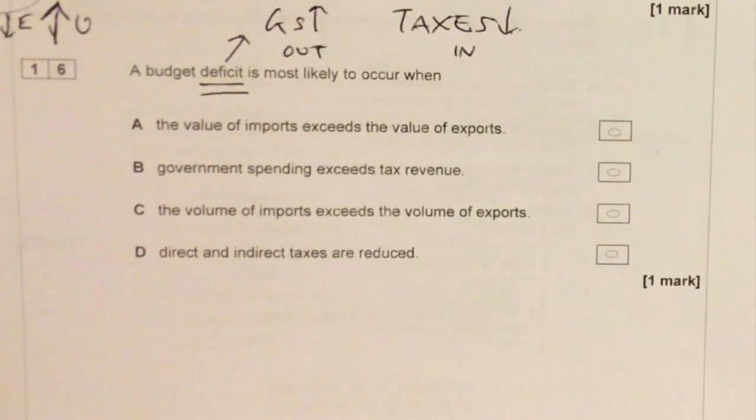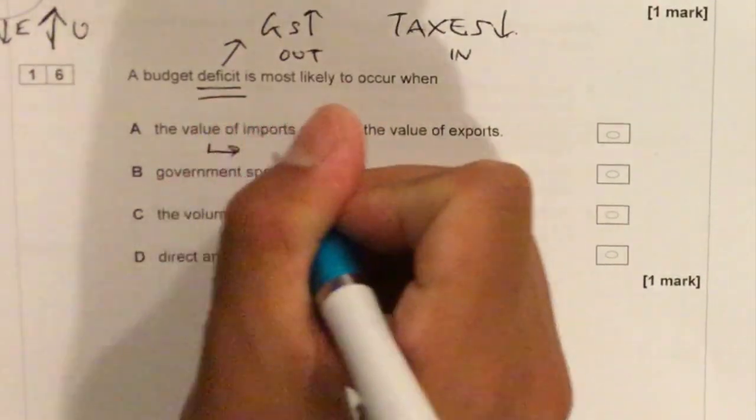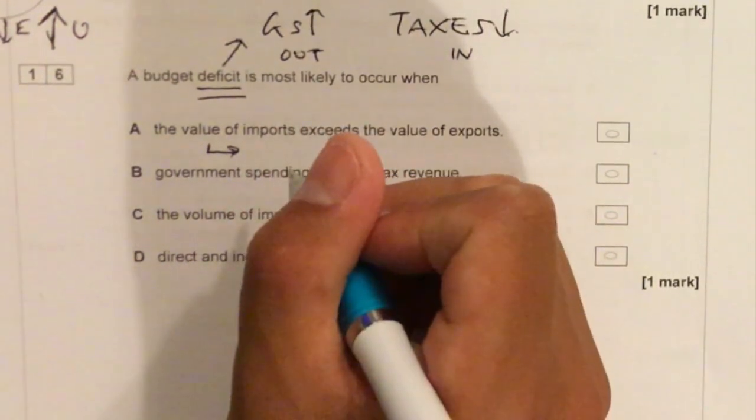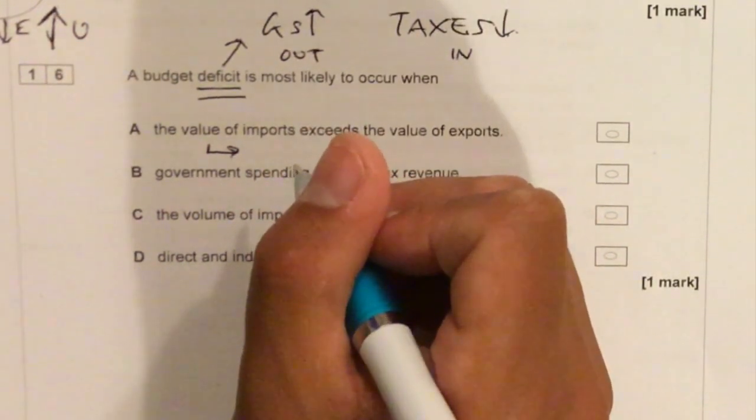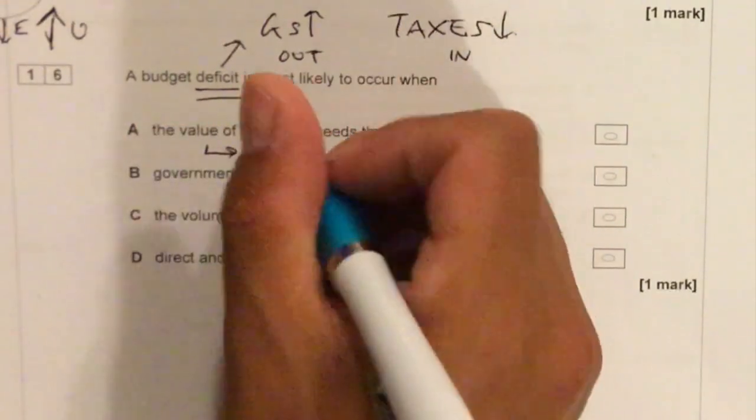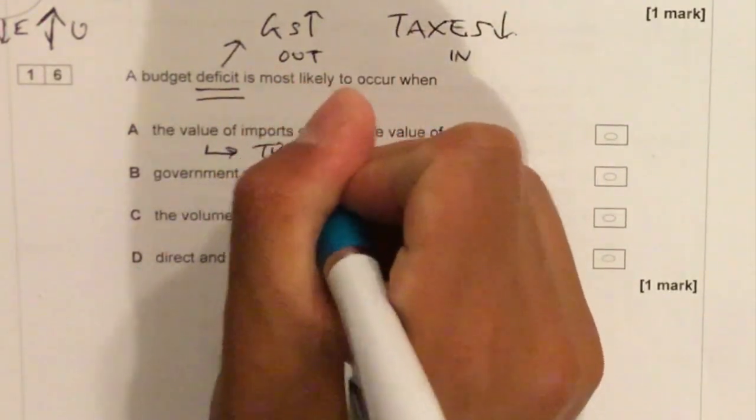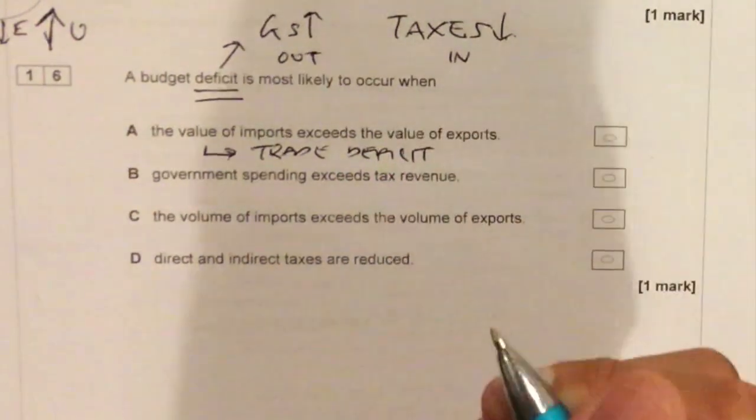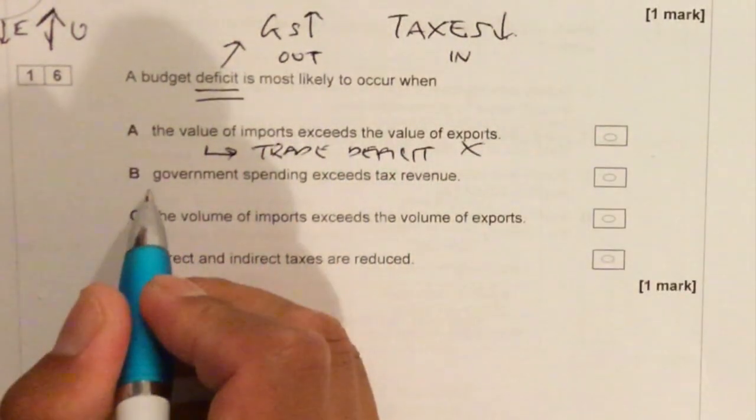Okay. Budget deficit is most likely to occur when the value of imports exceeds the value of exports. Well, that is just a trick for if you don't know the difference between a budget deficit and a trade deficit. So that's just a classic catch-you-out. You've not been listening, so it's not that.